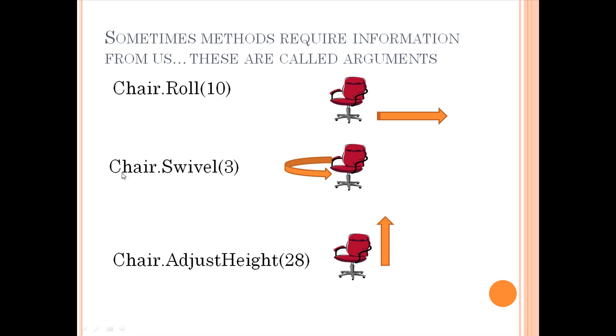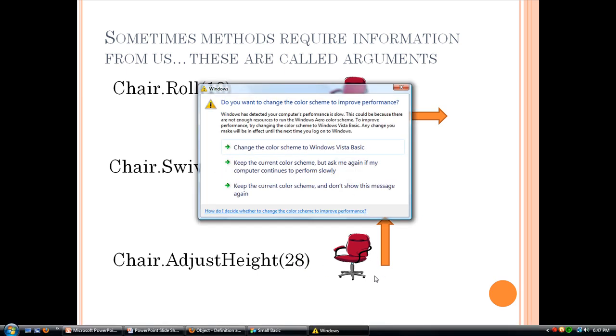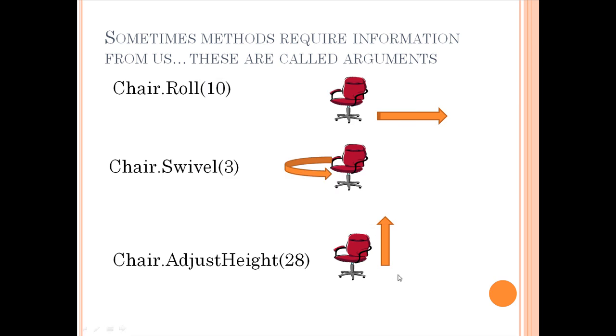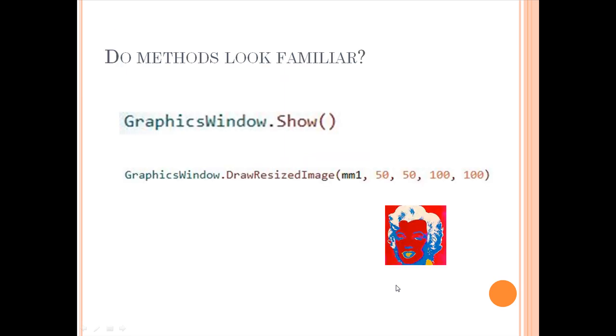Okay, here I'm calling the swivel method on the chair object, and I'm providing an argument of 3. So presumably the chair would swivel around 3 times. All right, here the adjustHeight method. I provided an argument of 28, so the chair would adjust to 28 inches. The seat would adjust to 28 inches.